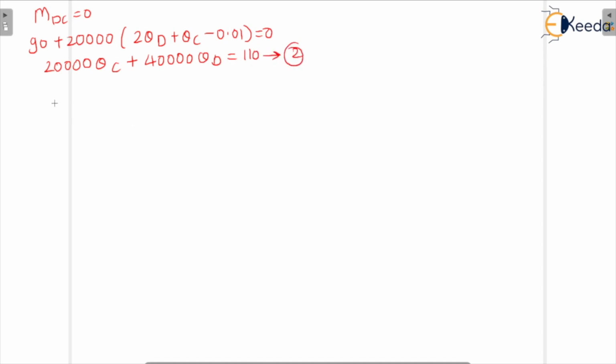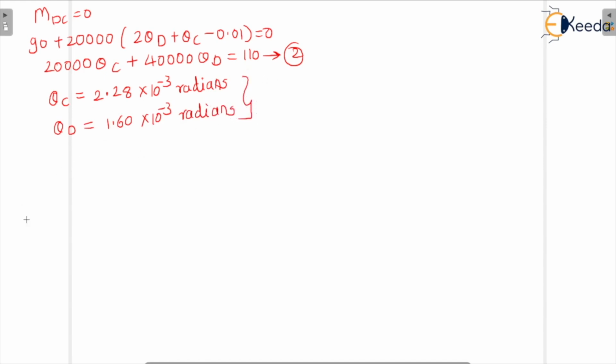Now use your calculator and solve this simultaneous equation. When you solve it, we get theta C equal to 2.28 into 10 to the power of minus 3 radians, and theta D equal to 1.60 into 10 to the power of minus 3 radians. Once you get the slope values, substitute them back and find the final end moments.